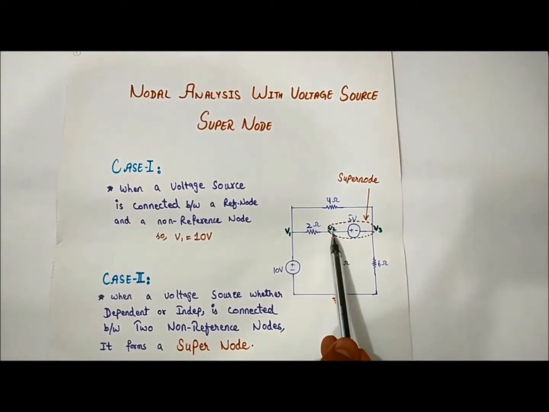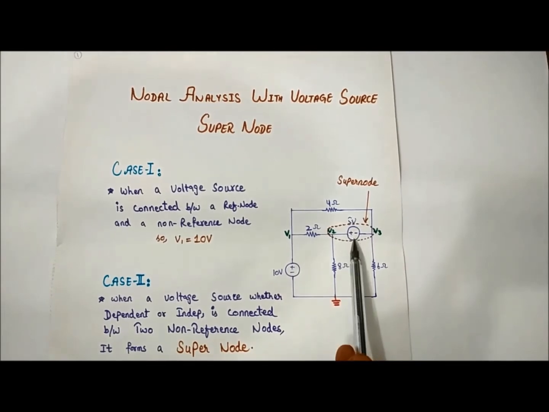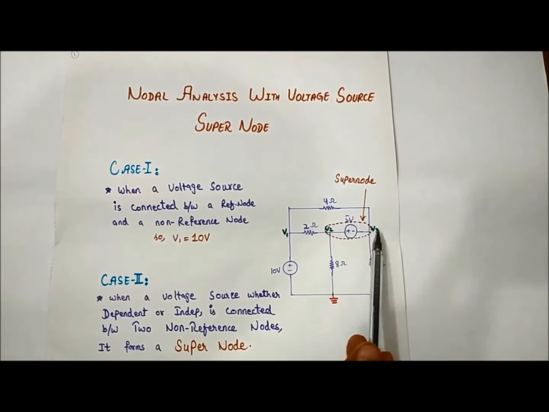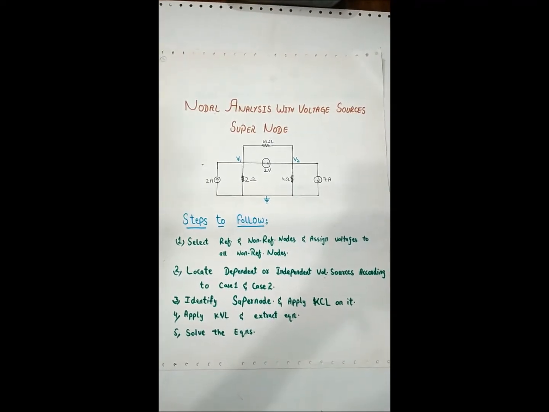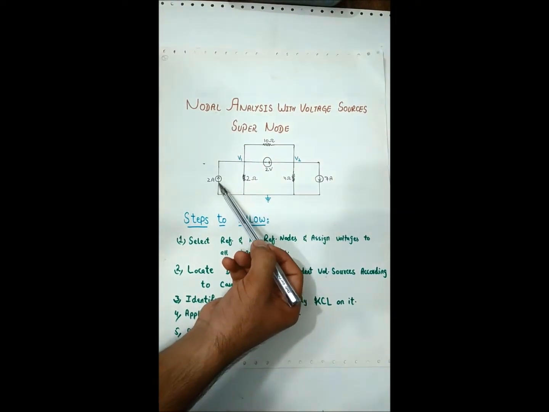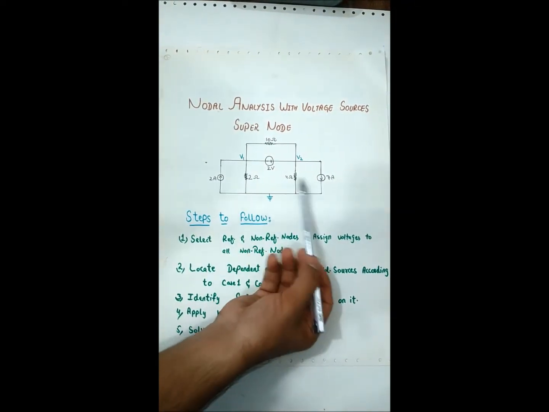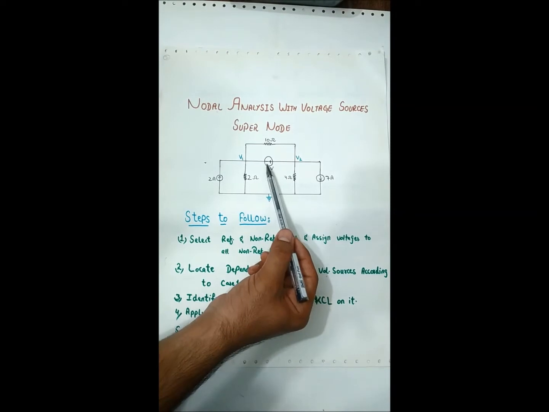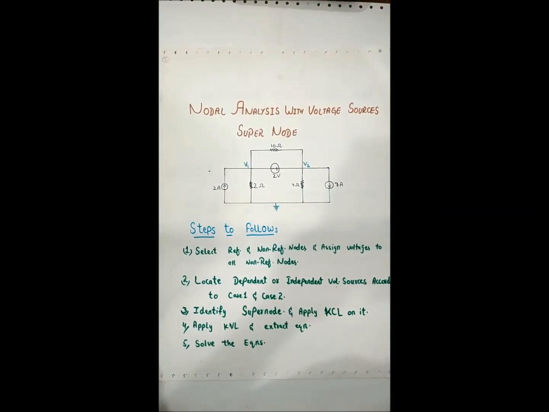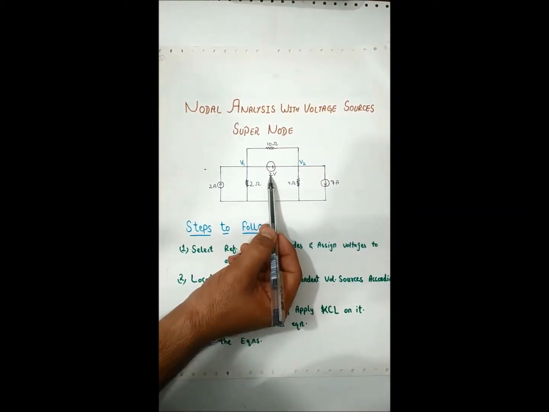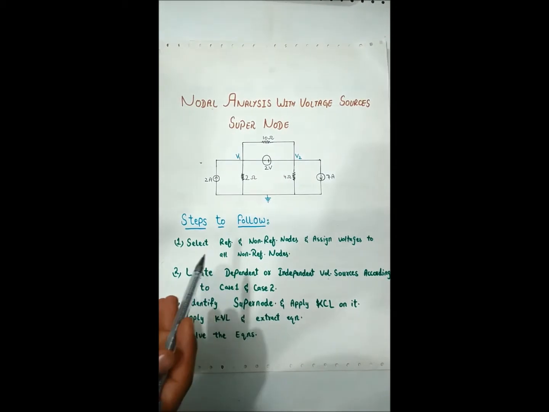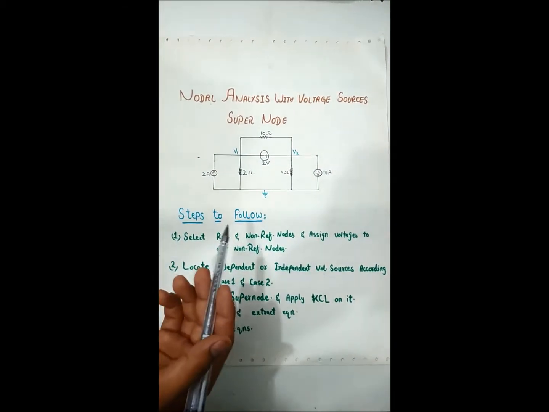Like in this circuit, the 5 volt voltage source is connected between non-reference nodes V2 and V3. For example, we have this circuit in which there are two current sources, 2 ampere and 7 ampere, and one voltage source, an independent source of 2 volt. Now we have to apply both case 1 and case 2 on it.